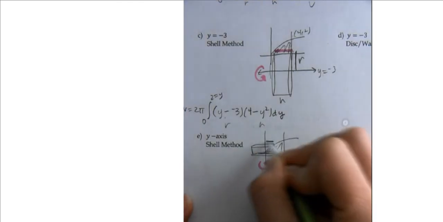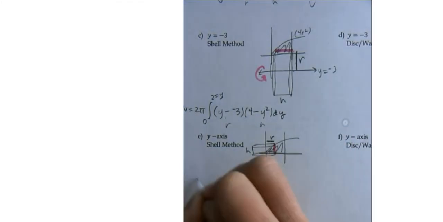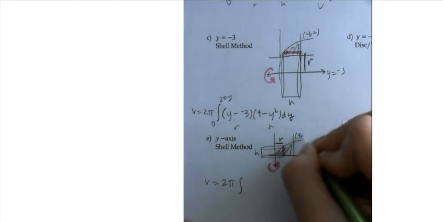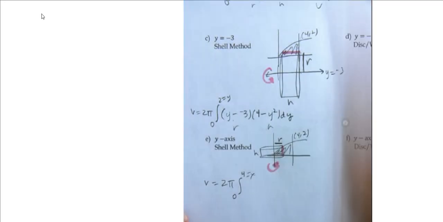This is your radius, this is your height. So V equals 2 pi. This is the point (4, 2). Rectangles keep touching the x-axis. X goes from 0 to 4. These are x numbers. Sorry, we lost it for a sec.